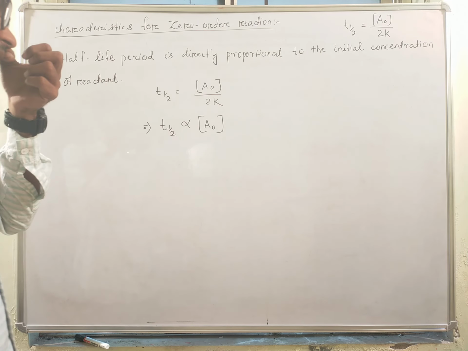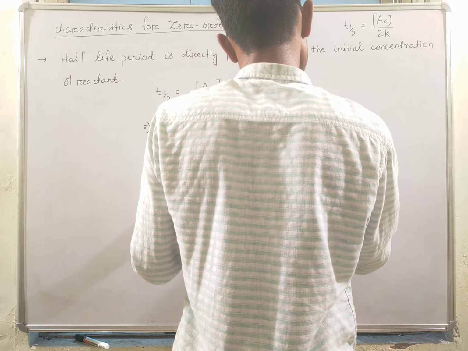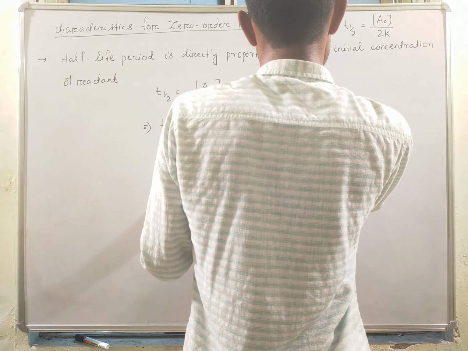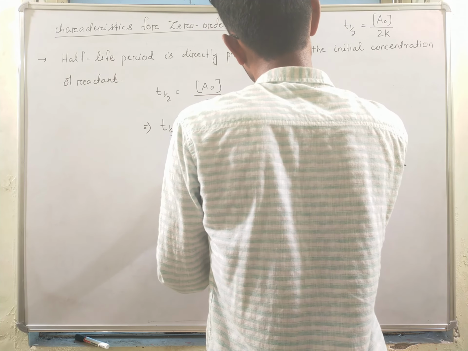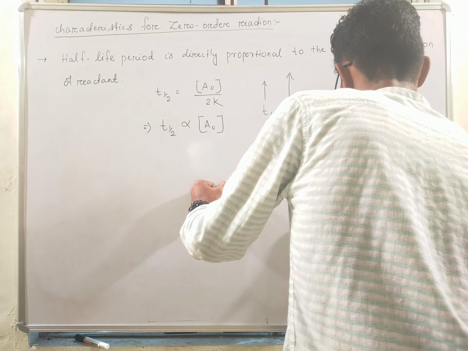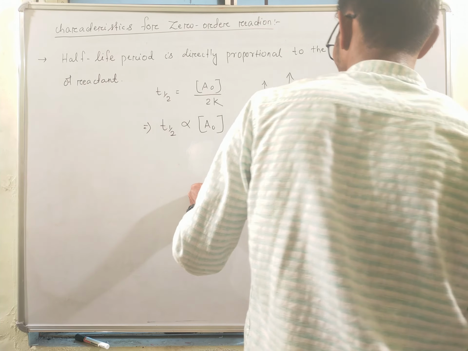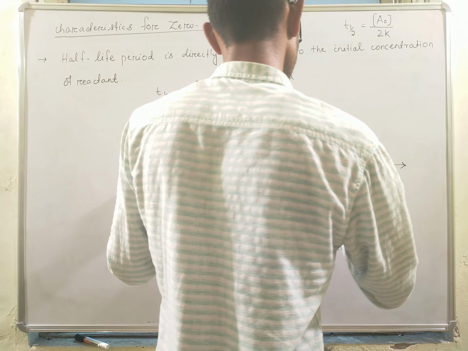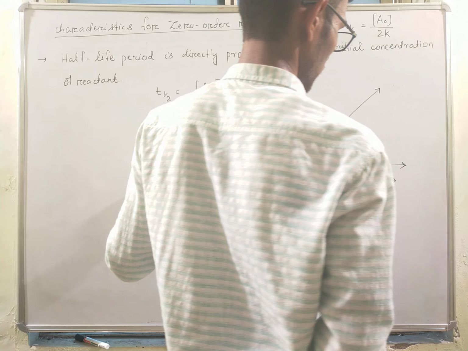So the nature of the graph will be, t half versus concentration a naught. Here t half is directly proportional to a naught. So the nature of the graph will be a straight line starting from the origin. The nature of the graph will be like this.